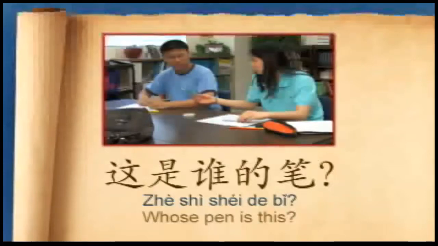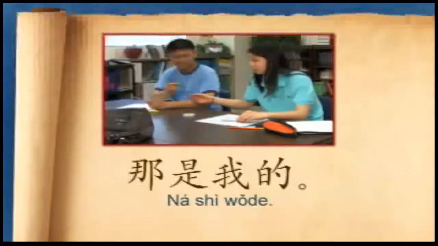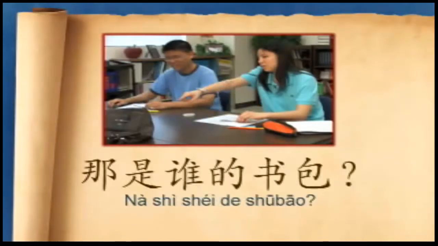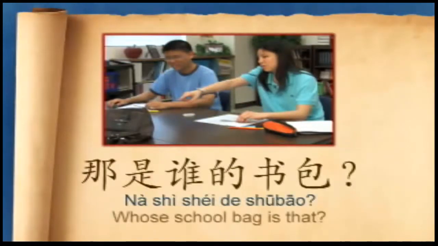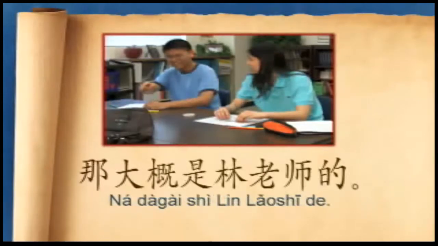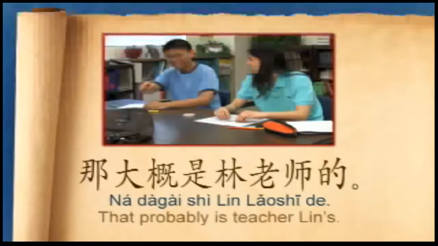这是谁的笔? The owner of the pen was the second student. The student said, 那是我的. That is mine. 那是我的. Student number 1 asked another question. 那是谁的书包? Whose school bag is that? You can know from reading the characters that the literal word order is, that is whose school bag. 那是谁的书包? The second student replied, 那大概是林老师的. That probably is Teacher Lin's. 那大概是林老师的.